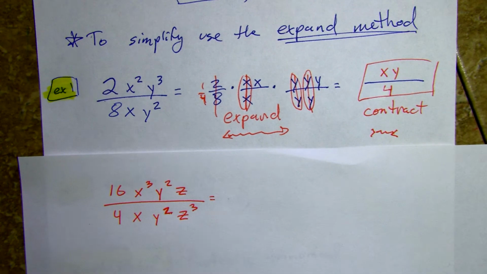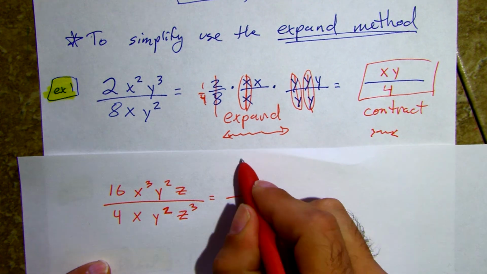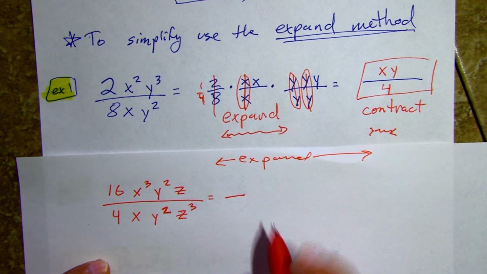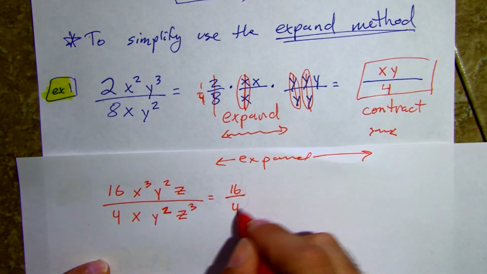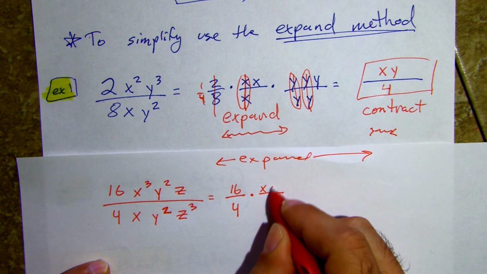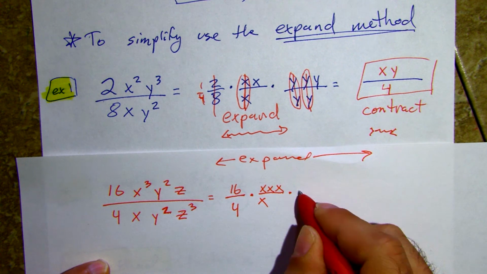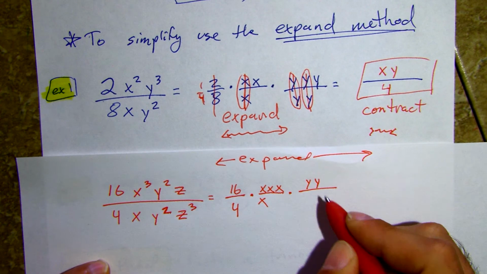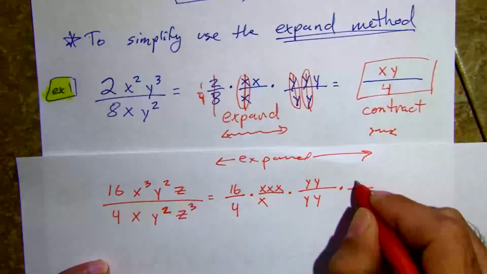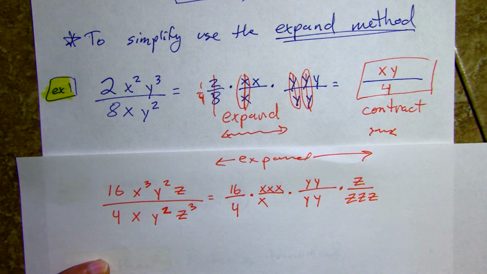We're going to bring it all together now. Okay, so I'm going to start to break it down. This is the expand part. Expand. So 16 over 4 times x to the third over x, times y, times z, triple z.